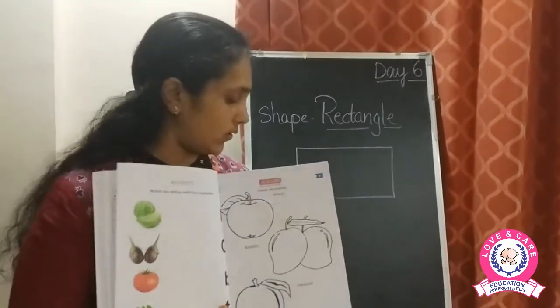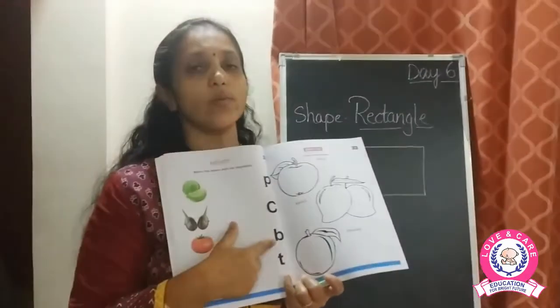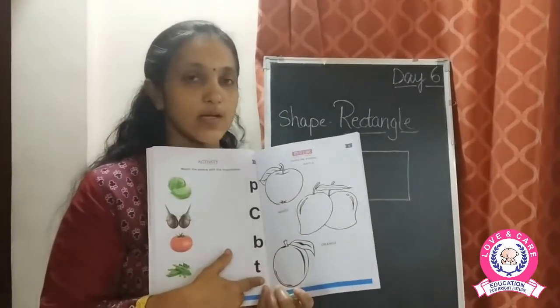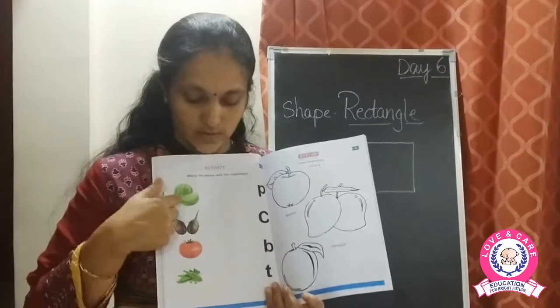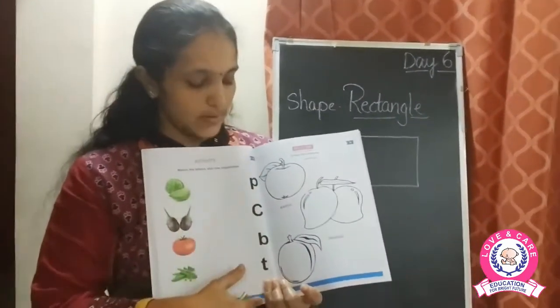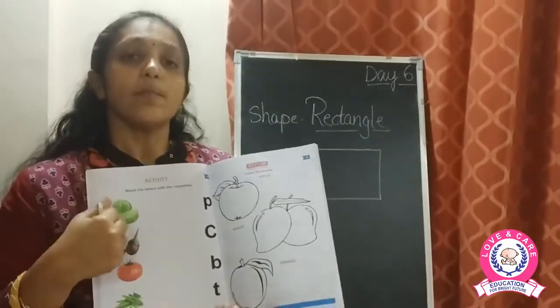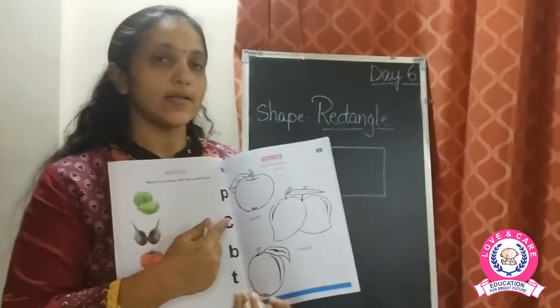Then turning on here, what we have to do here, we have to match the vegetables with the letter it starts with. So there are the vegetables given here and there are the alphabets given here. तो आपने क्या करना है? You have to match the vegetable picture with the letter it starts with.